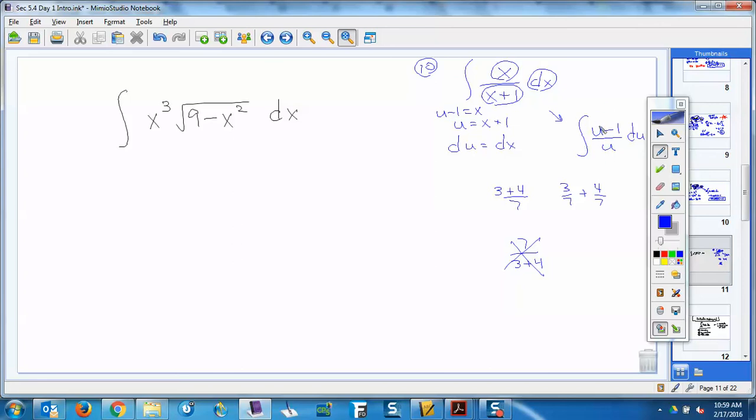So now we can split that: u over u, which is 1, minus 1 over u. And then you can do the antiderivative from there. So that's the key to number 10.